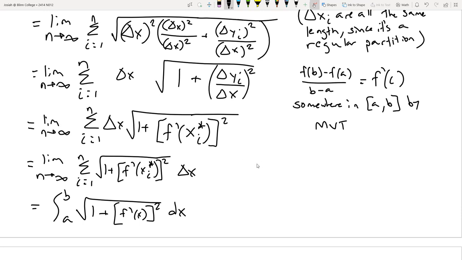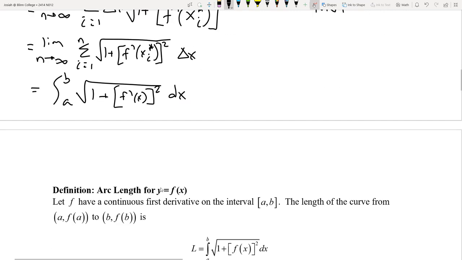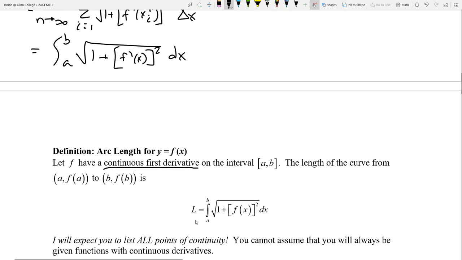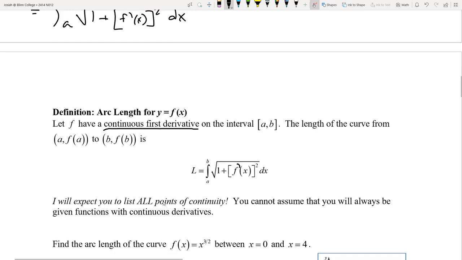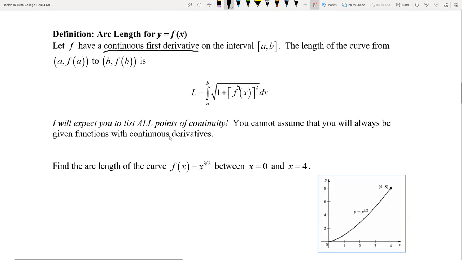Now we're not going to have to derive this every time. We'll just talk about the definition here. If we have a continuous first derivative, we are going to have to show that happens. The length of the curve is going to be given by this formula, and we are missing the prime. That's important. I'm going to expect you to actually find the continuity. So for each of these problems, we are going to have to take the first derivative and show that the first derivative is continuous on these values. That is important. I do expect you to do that. It's not necessarily a lot of work, but it is something we need to check just to make sure that we're doing the right thing here.